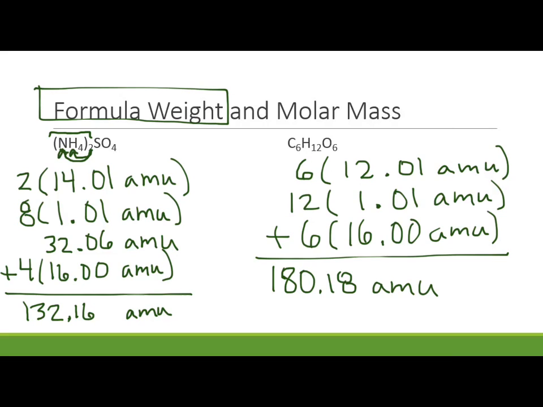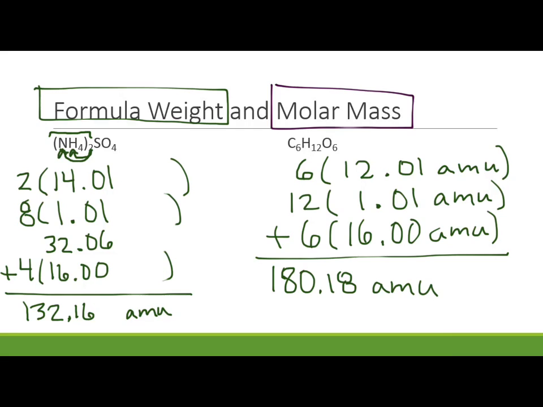Now, how do we get molar mass? Remember that this is easy, right? All we need to do to get molar mass is simply erase anything that says AMUs and switch it for grams. So 132.16 grams is equal to 1 mole of this stuff. And over here, we'll get rid of our AMUs.